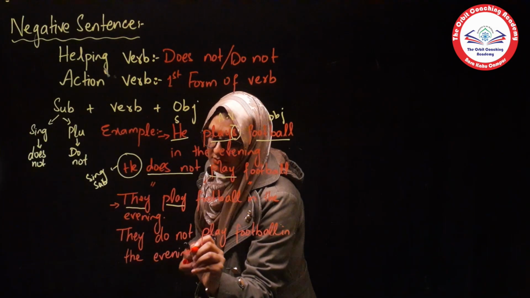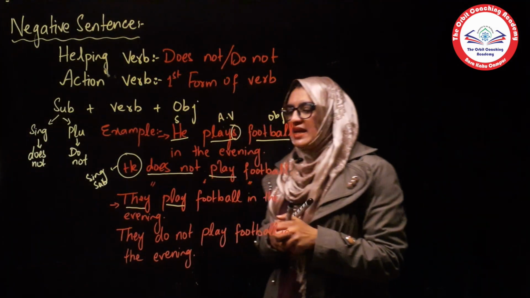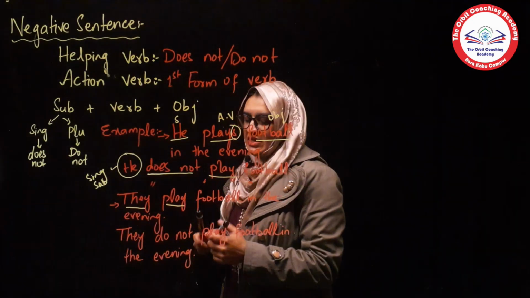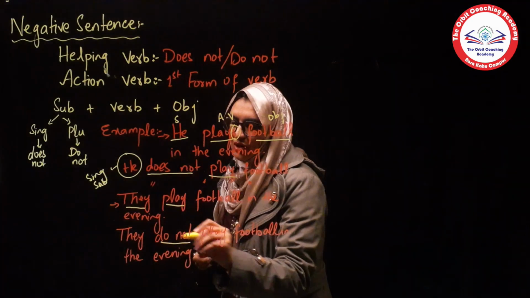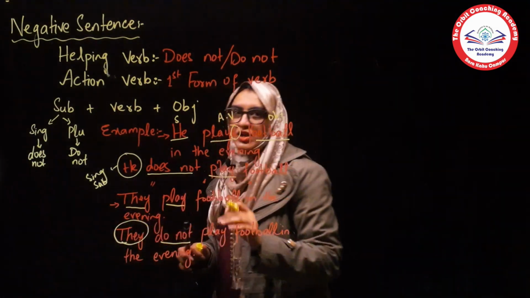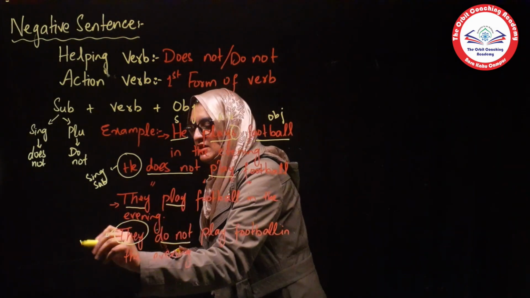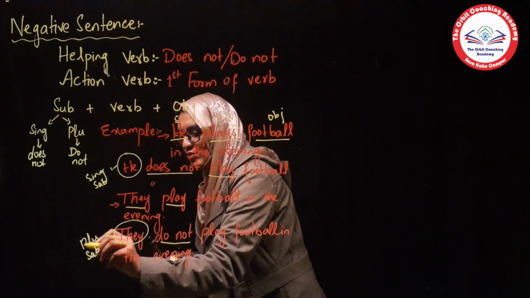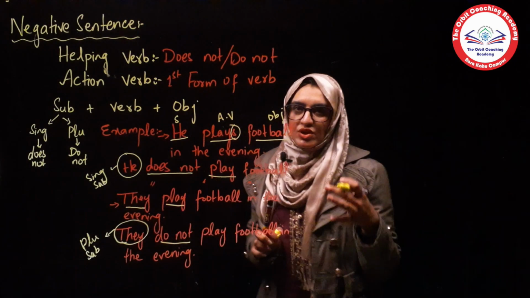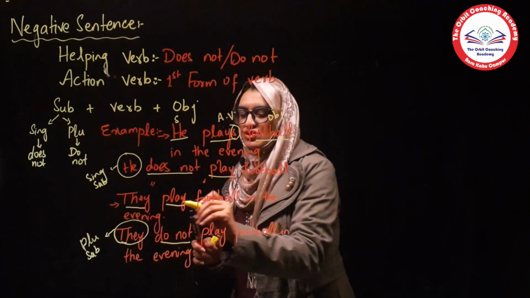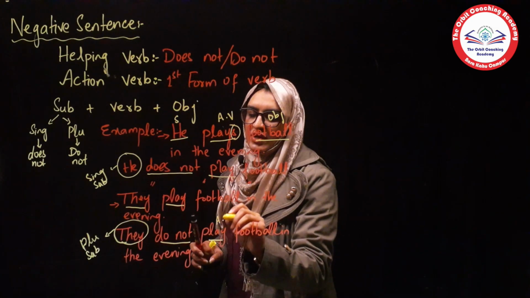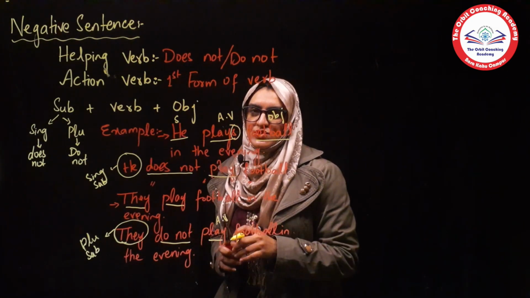So again, I want you to review it, that with a plural subject, we have used do not. This is plural. We are talking about a lot of people. So just write it this way, that this is a plural subject. We are talking about a lot of people. That is why we have used do not plus the first form of the action verb. No s or es with this one.